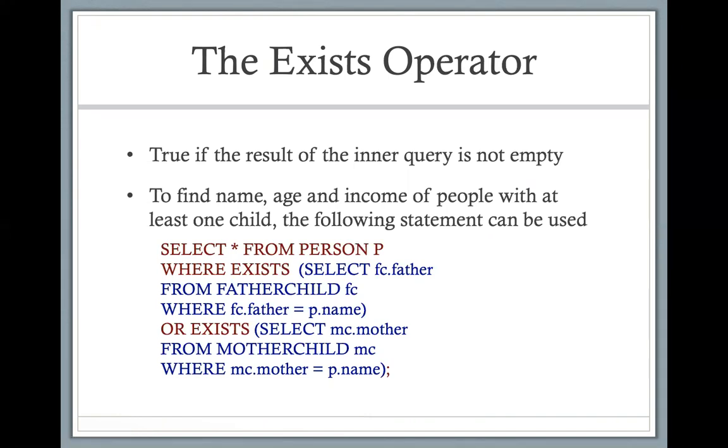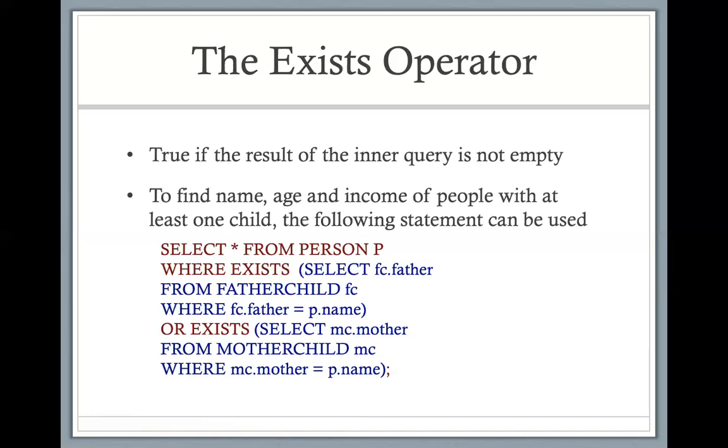And then check whether the inner query returns something for this record. So I'm selecting father from father child where father is equal to the name of the current record. So if that returns some result, then where exists becomes true, and I return this record. If that doesn't return any result, then I get this to be empty, and where exists is false, and I don't return the record.